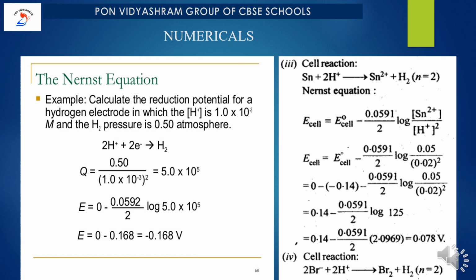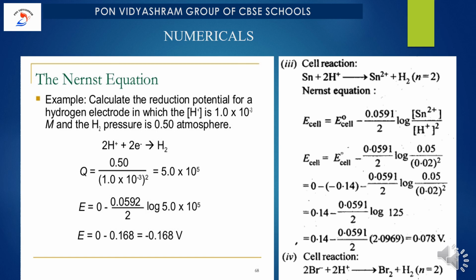The next is Sn reacts with H+ to convert into Sn2+ plus H2. Here N is equal to 2, meaning the number of electrons involved in this reaction will be 2. So, E cell is equal to E naught cell. As usual, you will write the complete reaction. When you write log of product divided by reactant, please remember the concentration of Sn2+ is given as 0.05 and the value for H+ is 0.02.